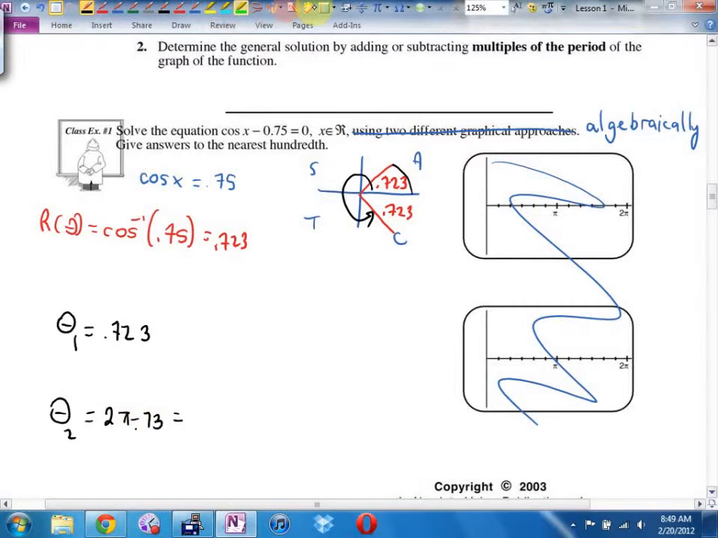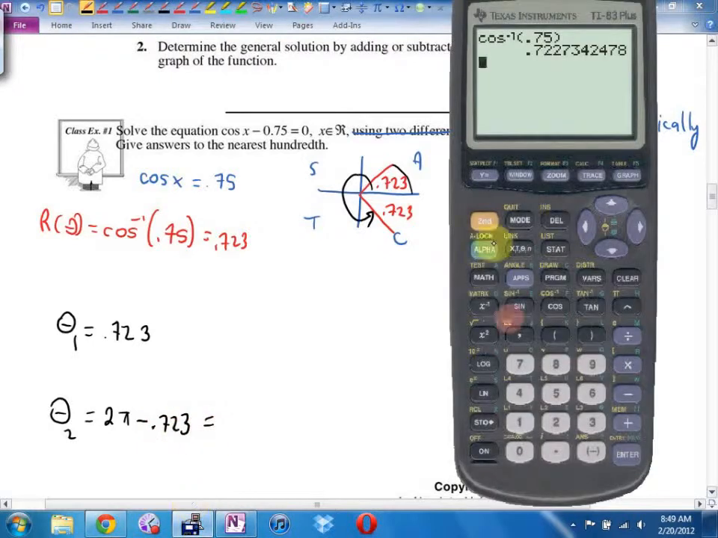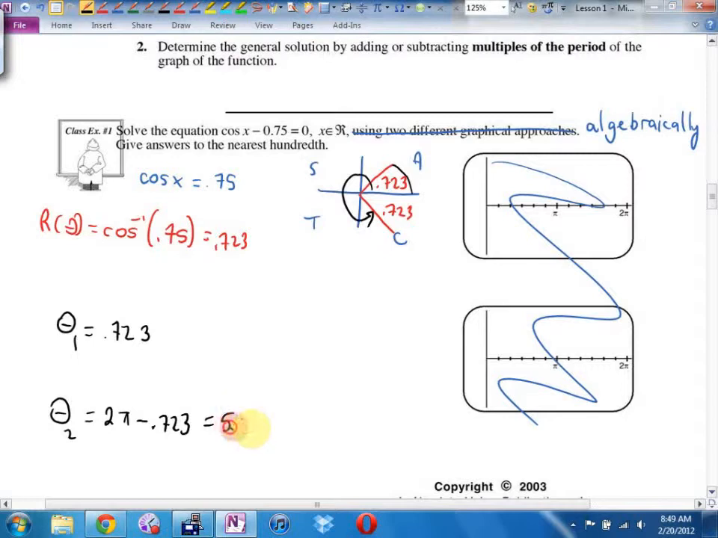Yeah, let's try this again, Mr. Dueck. Come on, pen. Let's work. Minus sign. There we go. 0.723. That's 5.56. Okay, now I'll round off, and I'll round off up here as well. 0.72. Now that's the answers between 0 and 2 pi.